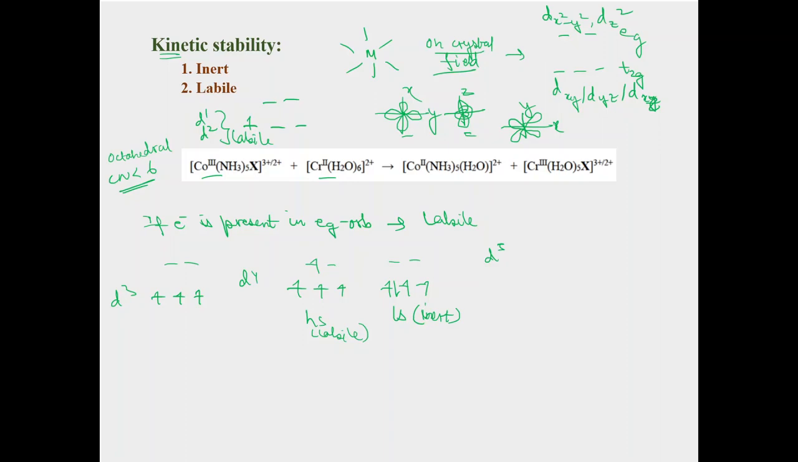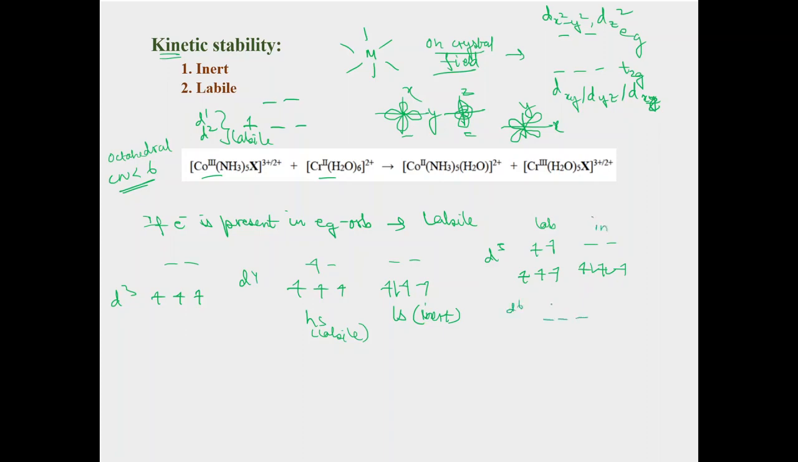D3 is always inert. D4, if it is high spin, we can see that there is one electron in the EG set. So it is labile in nature. Whereas if it is a low spin complex, all the four electrons are in T2G set and this is inert in nature. And same goes for D5. If it is a high spin complex, it is labile in nature. Whereas if it is a low spin complex, 1, 2, 3, 4, 5, it is inert.